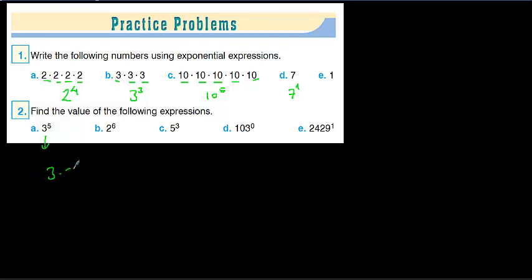So 3 times 3 times 3 times 3 times 3: 3 times 3 is 9, 3 times 3 is 9, and 9 times 9 is equal to 81. 81 times 3, this is the last one, is equal to 243.